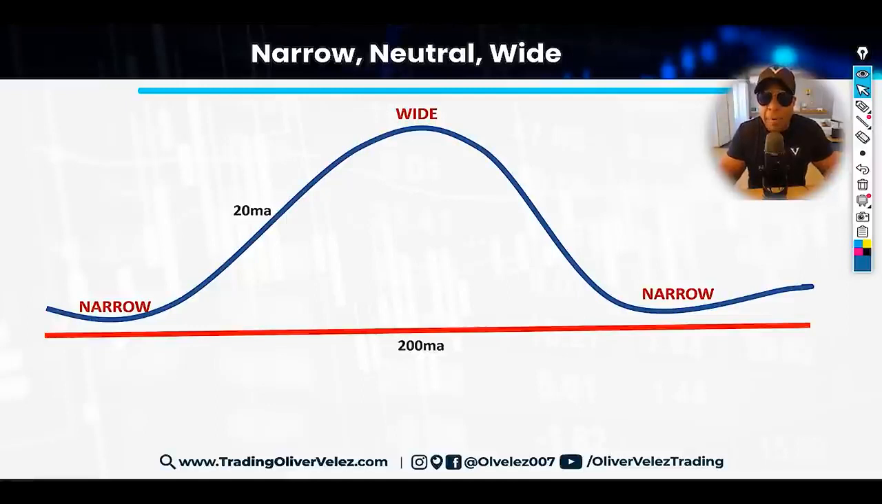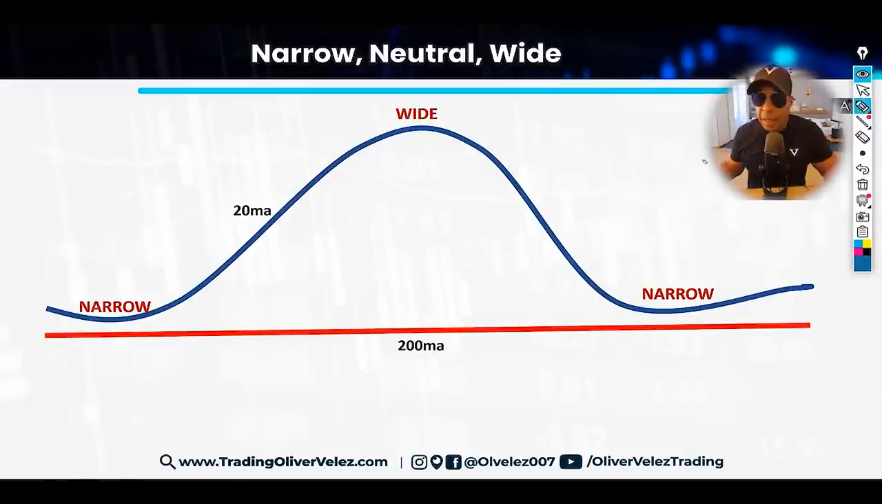They all operate the same. They vacillate from a narrow state, to a neutral state. That neutral state eventually moves to a wide state. That wide state moves back to a neutral state. The neutral state moves back to a narrow state, and repeat.